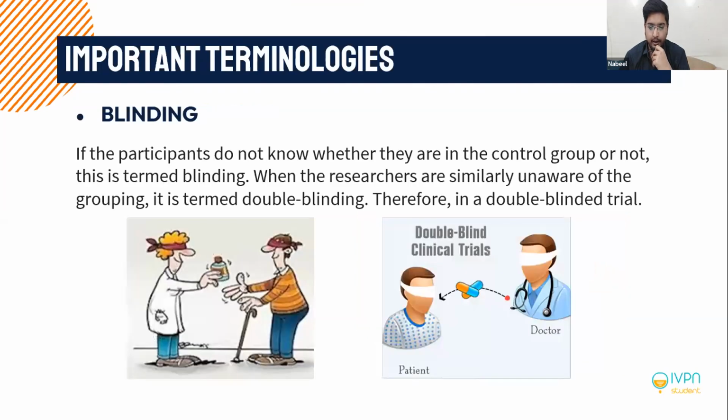Now comes the blinding. The blinding of the study is basically the second most important term in experimental studies. Blinding concerns whether the participant actually knows what kind of drug they are getting. There are two kinds of blinding studies.